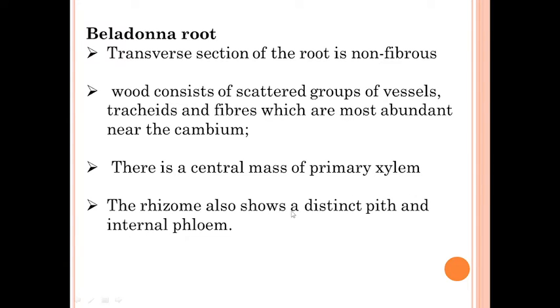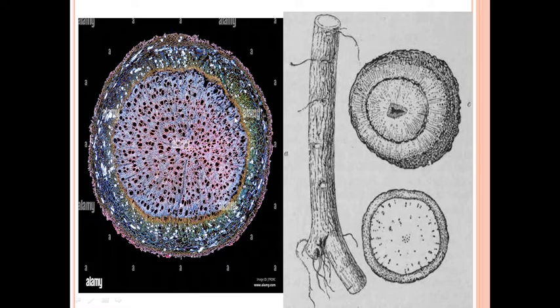The rhizome shows a distinct pith and internal phloem. So when the root is converted to rhizome, it shows distinct pith and internal phloem. So this one is the transverse section of root. When you are taking a transverse section of root, such type of structure you will find under the microscope.